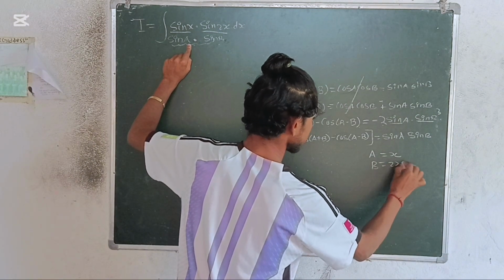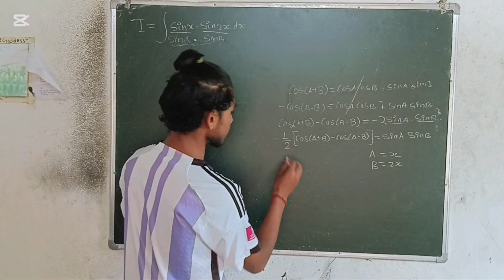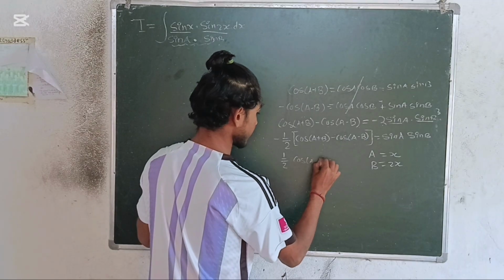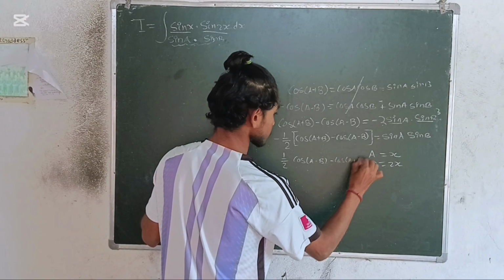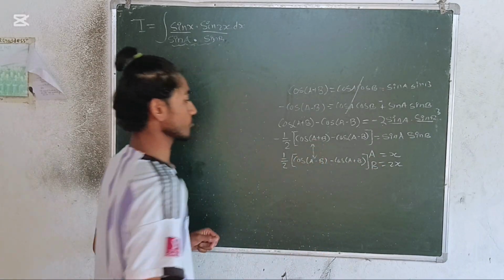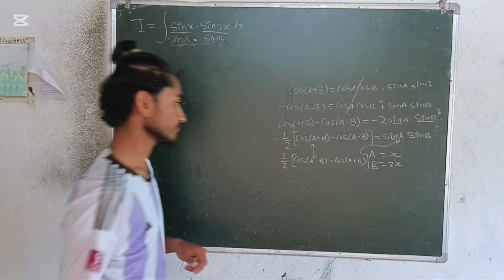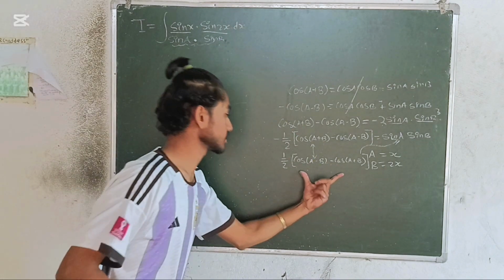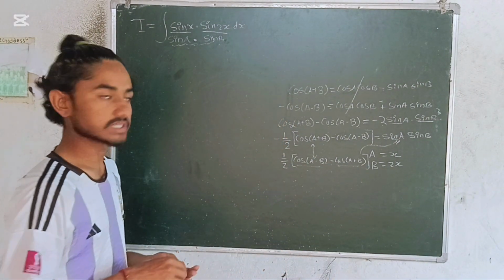In terms of our angle A, we have x, and in terms of our angle B, we have 2x. Just to make sure of the sign convention, let us write 1 over 2 times cos A minus B minus cos A plus B. These two things are equivalent. So in terms of this format, we can substitute, and we just get cosine terms, and it would be easier for us to integrate.